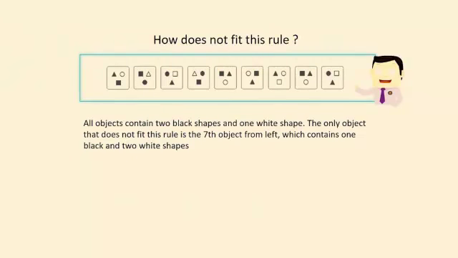All objects contain 2 black shapes and 1 white shape. The only object that does not fit this rule is the 7th object from left, which contains 1 black and 2 white shapes.